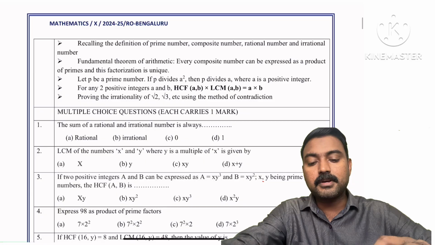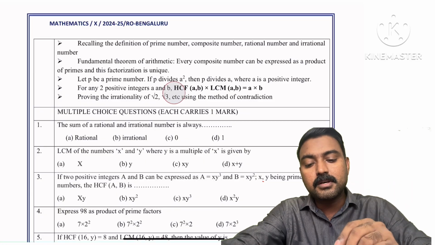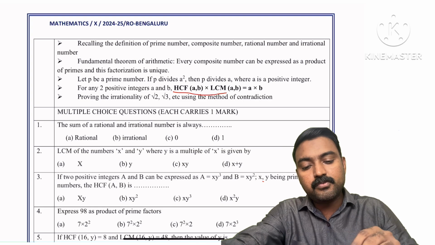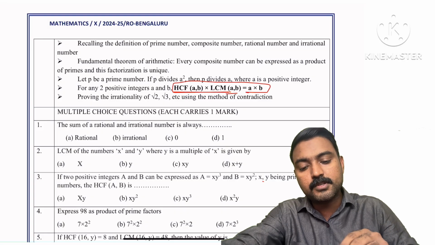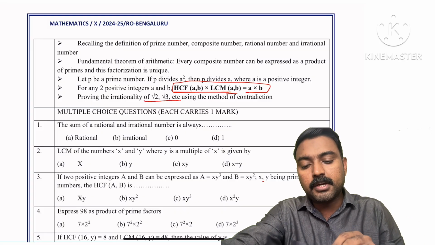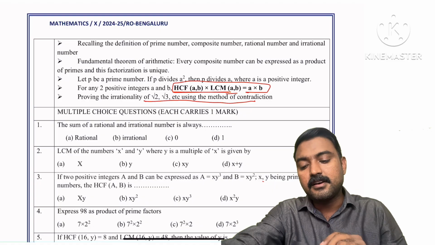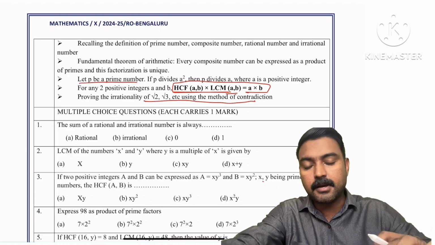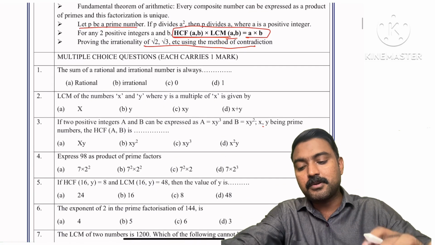So, first, I'm entering the chapter Real Numbers. The important equation is here. We can see that HCF of A comma B into LCM of A comma B is equal to A into B. This is one of the important equations. And prove that root 2, root 3 is irrational, and prime factorization. These are the three main topics we have to learn from the chapter Real Numbers. So we can observe the questions.